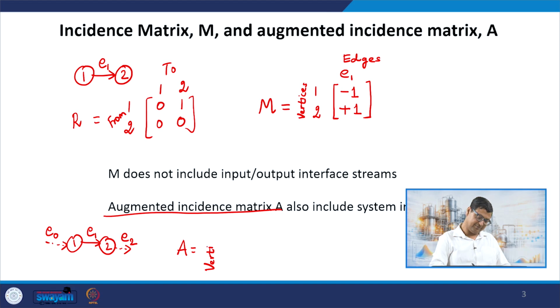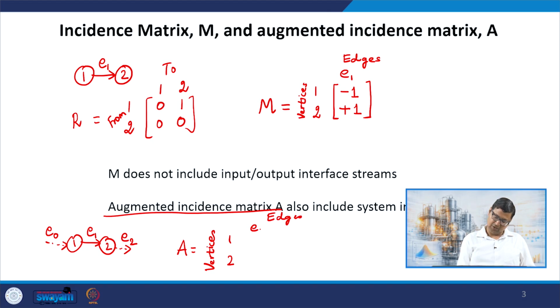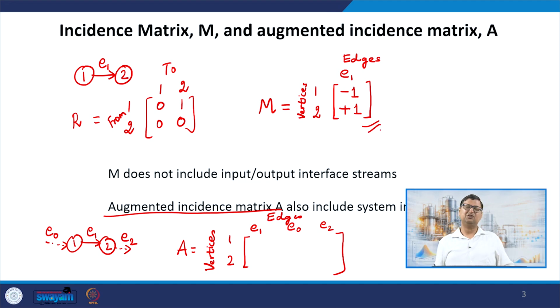We again have the vertices 1 and 2, but the edges are now going to contain, of course, the earlier internal edge E1, but also E0 and E2. You can see that the matrix is no longer a square. Even the earlier matrix was not a square, it was always rectangular. The number of rows is equal to the number of vertices and the number of columns is equal to the number of edges, in both these matrices.